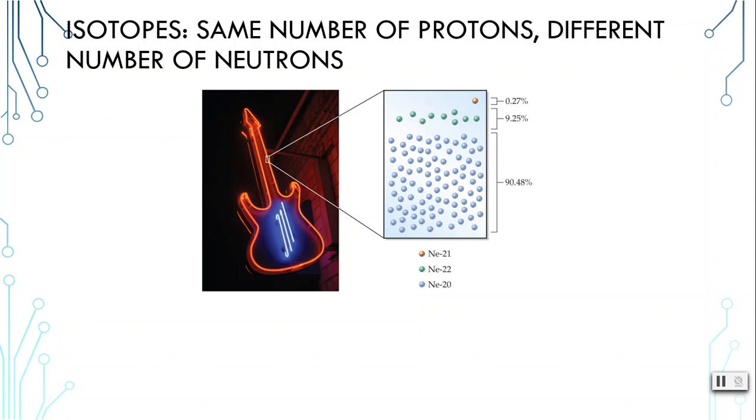Welcome back, everyone. So in the previous video, we introduced this concept of isotopes with regards to elements. Isotopes are elements that have the same number of protons, so they are the same element, but they have different atomic masses, so that means they have different numbers of neutrons.